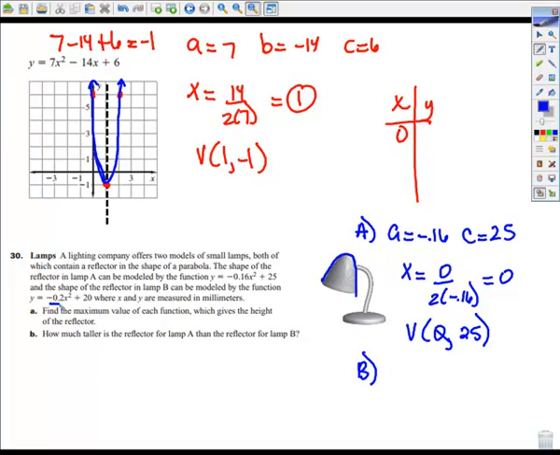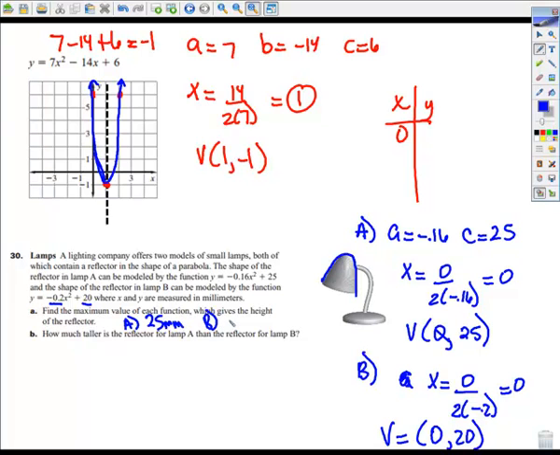Now if I do lamp B, I have the same sort of thing. My A is negative 2/10 and my C is 20. So I can just go x equals 0 divided by 2 times negative 2/10, which still gives me a 0. So my vertex is going to be 0, 20. Find the maximum value of each function. So lamp A, the maximum is 25 millimeters, and lamp B, the maximum is 20 millimeters.